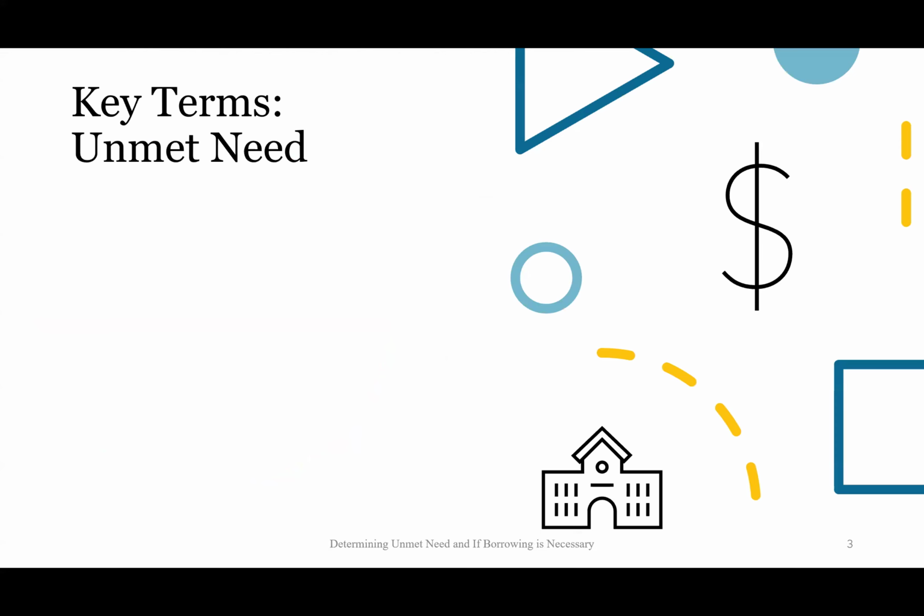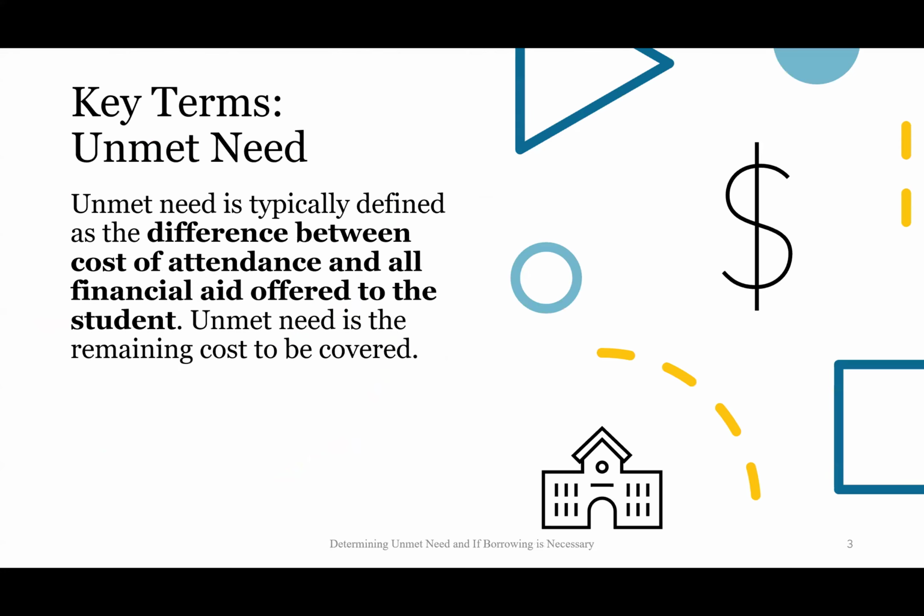So we're going to go over some key terms. The first key term is unmet need, and the unmet need is essentially the difference between the cost of attendance and all financial aid offered to the student. So unmet need is the remaining cost to be covered, and we will go over the formula here in a bit of how to calculate unmet need.